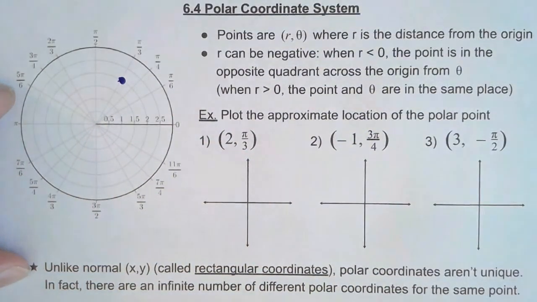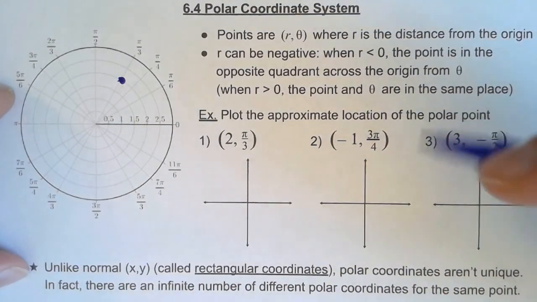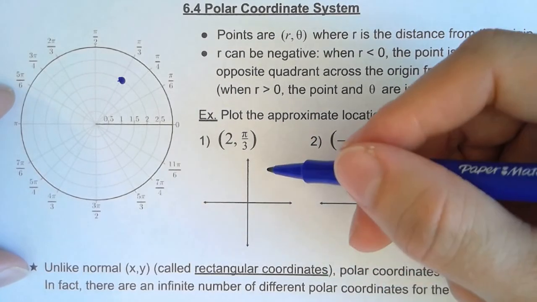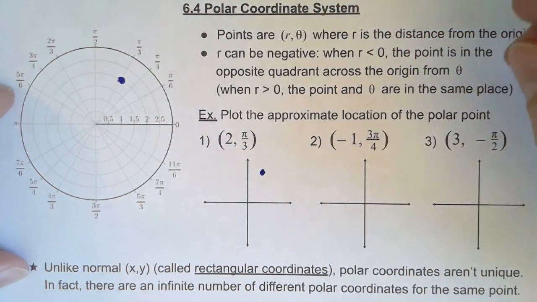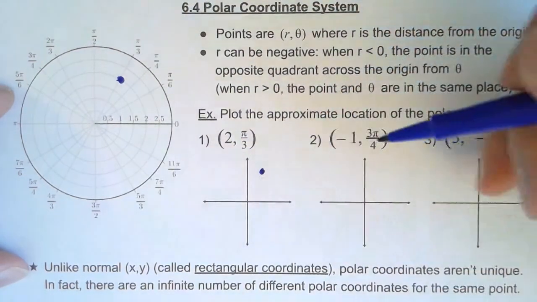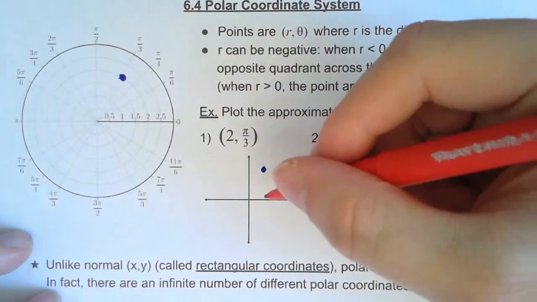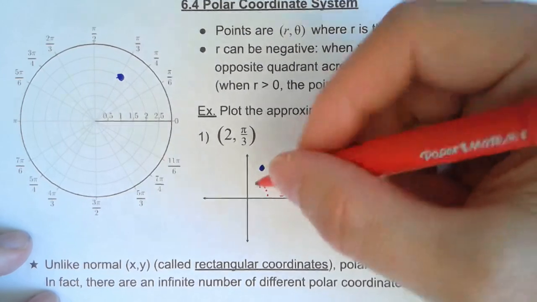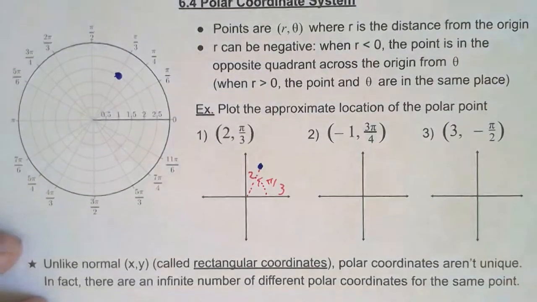For us, though, we're really just going to try to find the approximate location. As long as you know what quadrant it's in, usually you're going to be fine. So an angle of pi over 3 is somewhere around here, with a distance of 2, just approximately. As long as you can get it in the right quadrant, we'll be happy. If you're plotting the point, all you would have is that dot right there. But behind the scenes, you've rotated pi over 3 and then gone a distance of 2 from the origin.